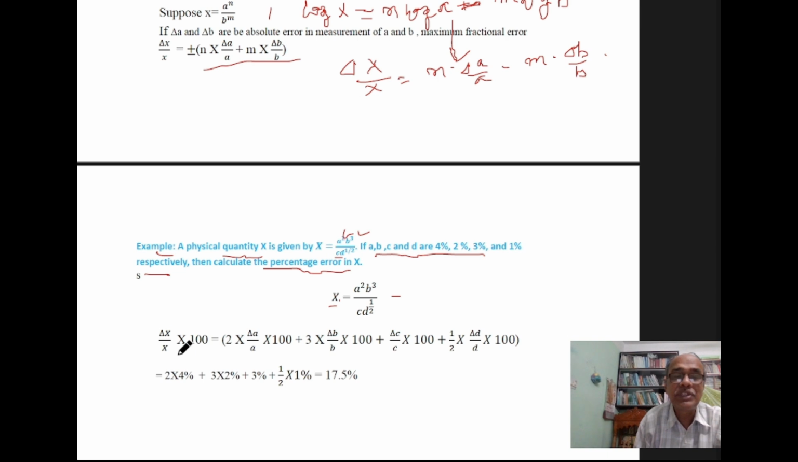Now you multiply both sides by 100. Why do we multiply by 100? Because it is expressed as a percentage. So here we are writing in place of this one 4%, in place of this one 2%, in place of this one 3%, and in place of this one 1%. Substitute the values and we are getting this.